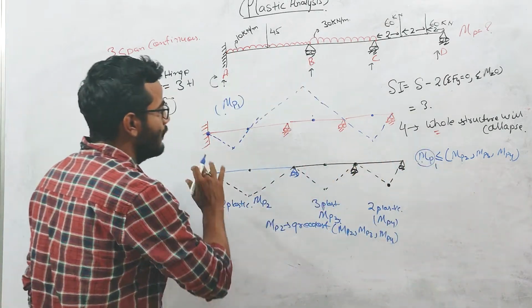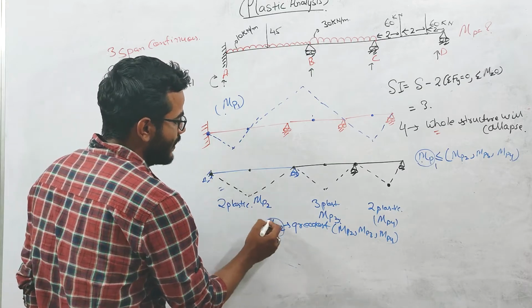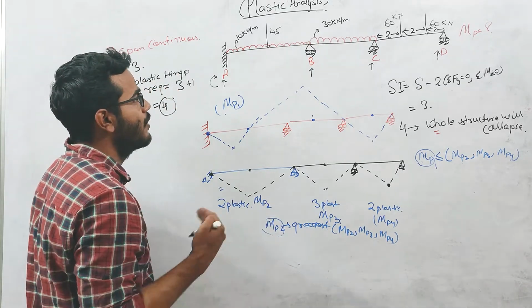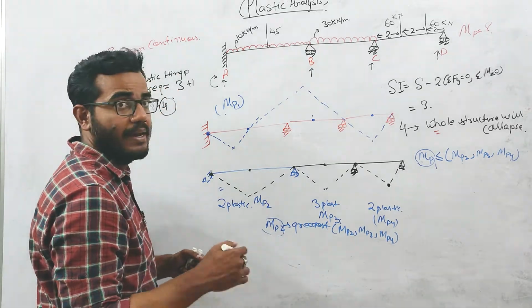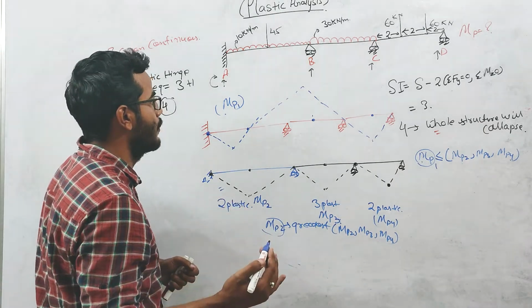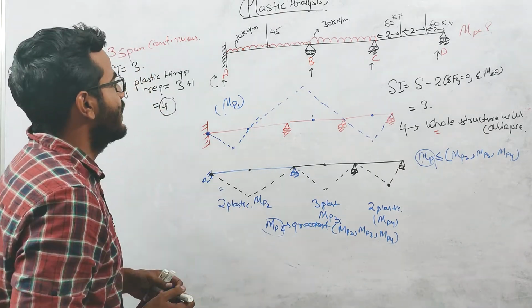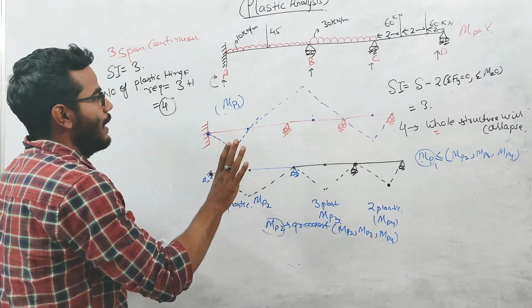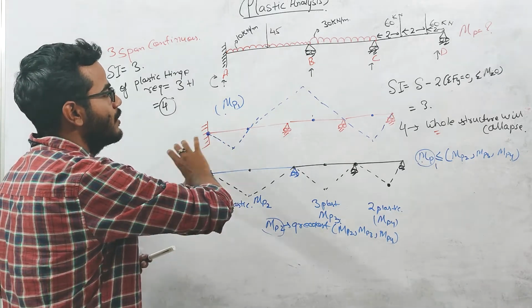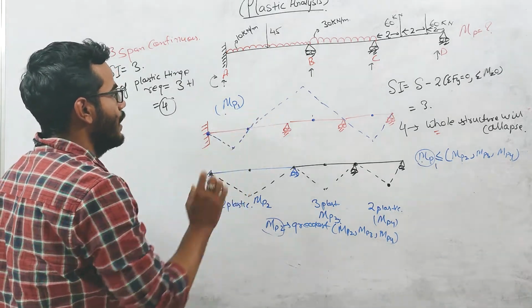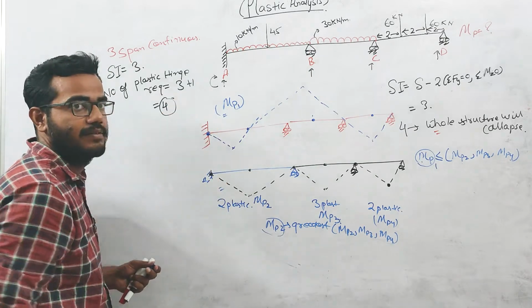The critical value will always be the one which gives the greatest moment capacity, because we need to design our structure for the maximum so that the structure won't fail. And you are considering that if the whole structure is getting collapsed, if you are distributing the loads along the whole structure, the value of MP comes out to be very less.